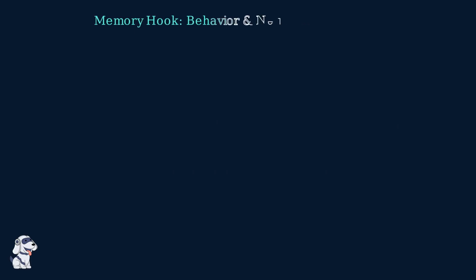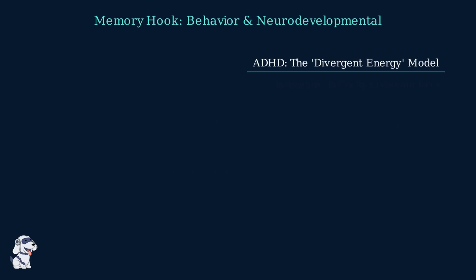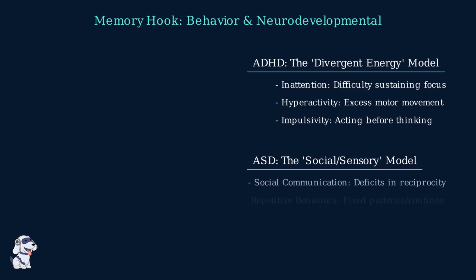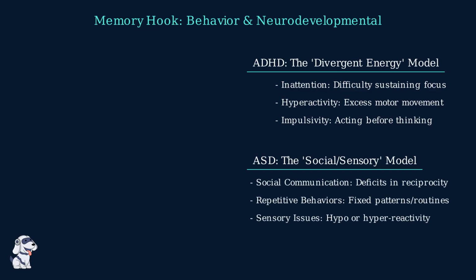The neurodevelopmental cluster helps us group disorders by their core behavioral patterns. ADHD is defined by divergent energy, characterized by persistent inattention, excessive physical activity, and impulsive decision-making. In contrast, autism spectrum disorder focuses on the social and sensory experience. It involves primary deficits in social communication and social reciprocity, combined with restricted, repetitive patterns of behavior or specific sensory sensitivities.